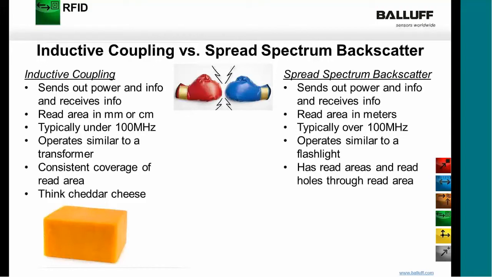So if you wanted to have an analogy between the two, they're showing the difference between a solid block of cheddar cheese for the inductive coupling style, whereas the backscatter would be comparable to a piece of Swiss cheese. There's areas that it can read and areas where there'll be holes.